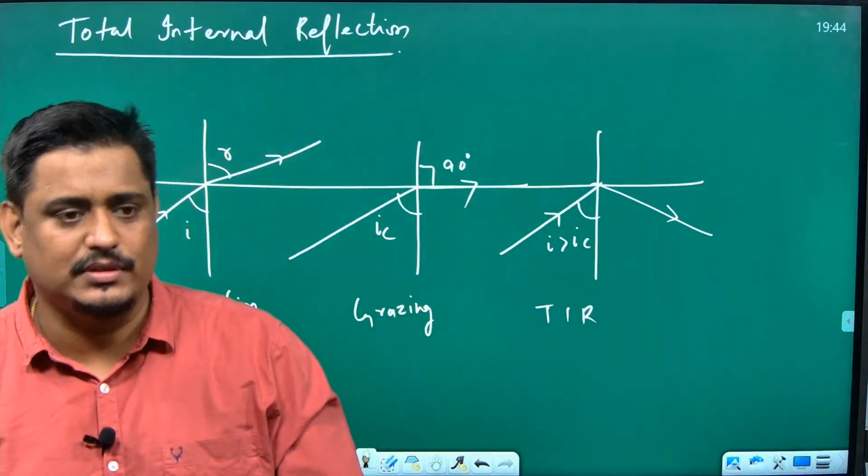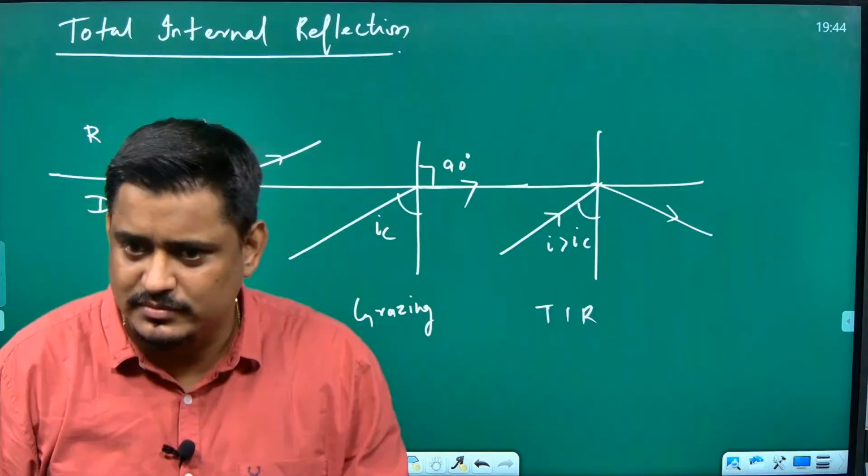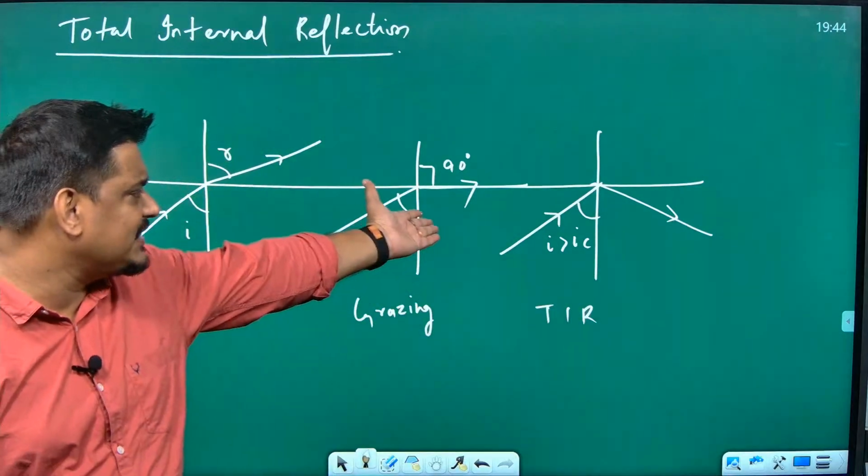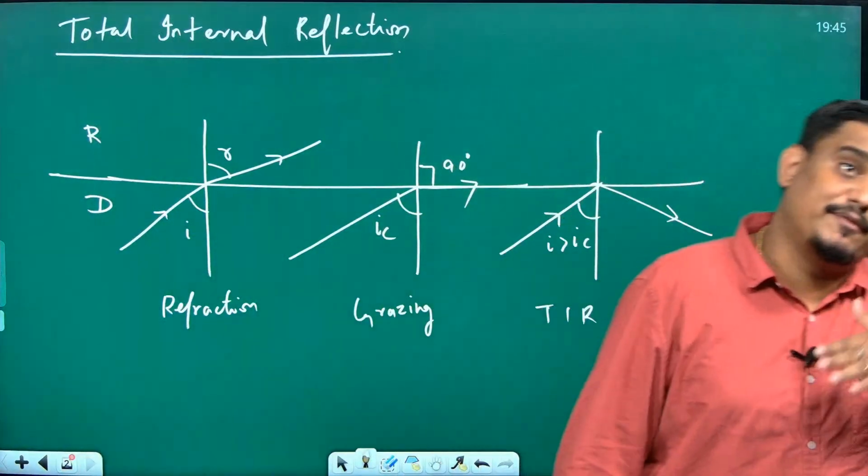You may have a doubt that why is the name total internal reflection? Why can't we call it reflection? Because what is happening here is reflection is happening here, isn't it? So why can't we call it reflection? Is it different from normal reflection?